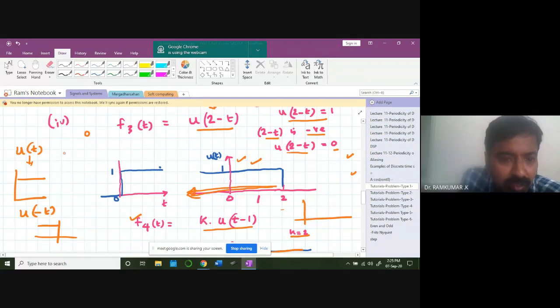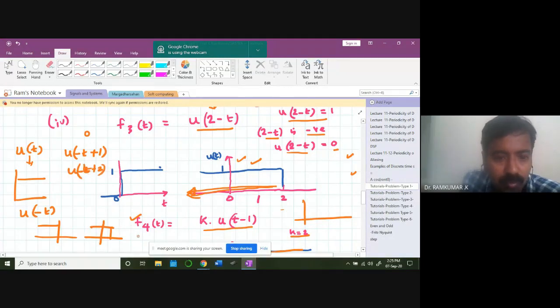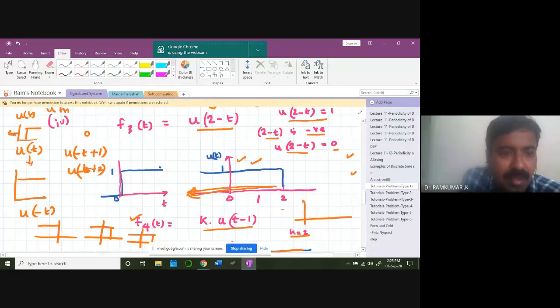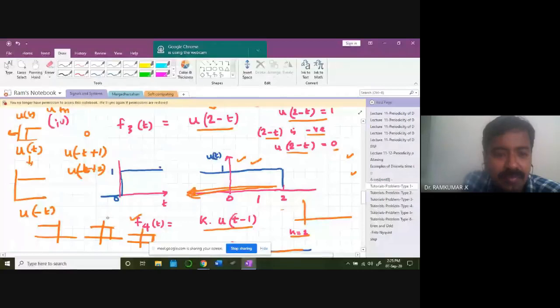This is u of minus t. If I say u of minus t plus 1, you're going to move this signal like this. If I say u of minus t plus 2, I'm going to move this signal like this. If I do u of t minus 1, that's going to be a right shift. U of t plus 1, I'm going to do a left shift. The same reverse operation I'm doing, that's all. This is your waveform for u of minus t plus 2. Any doubt on this?